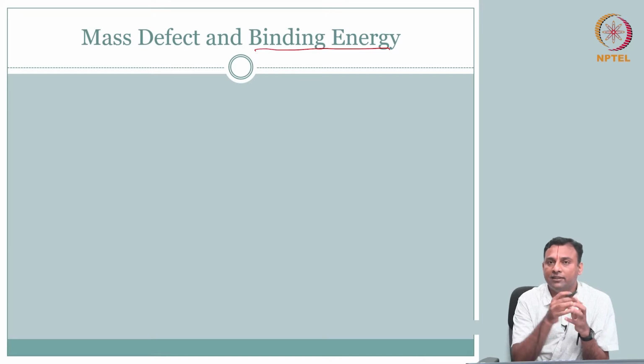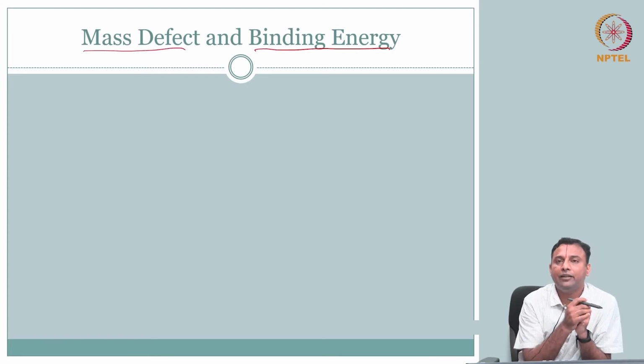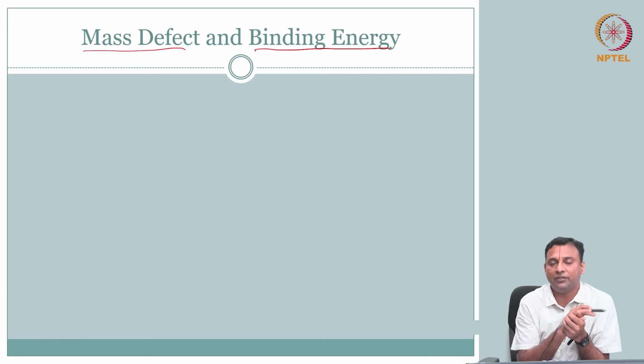Now our interest is in the nucleus. So we need to talk about two concepts. One is mass defect, the next is its equivalent, binding energy of the constituents of the nucleus. So what is mass, the mass of an atom, right? Oh, we know the mass of all these, right?